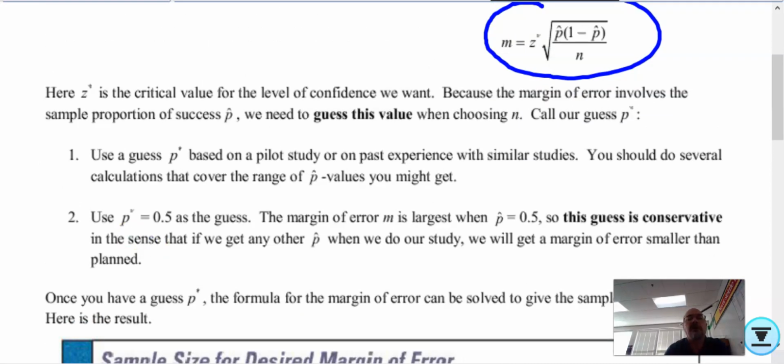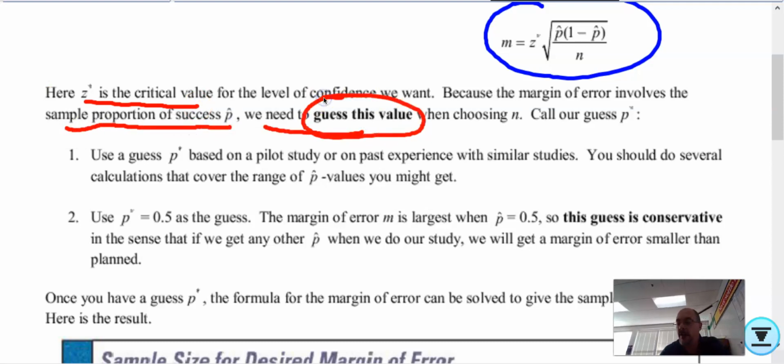Here, z star is the critical value. Well, we already know that for the confidence interval we want. Because the margin of error involves the sample proportion p hat, we need to guess this value when choosing n. Call it p star.